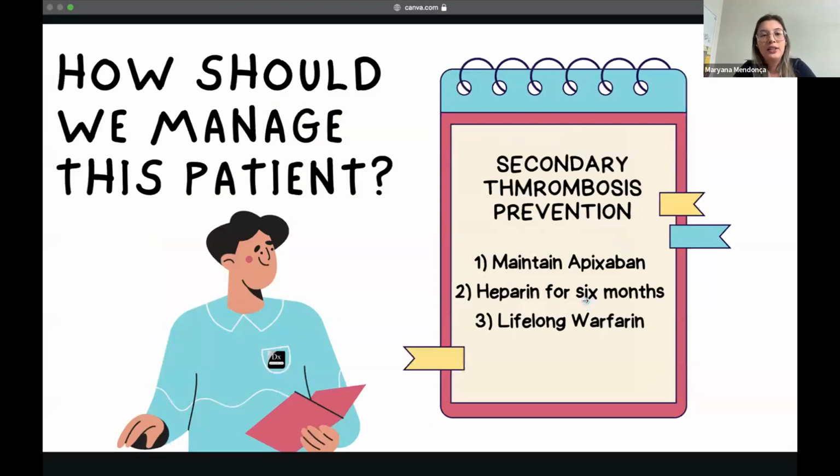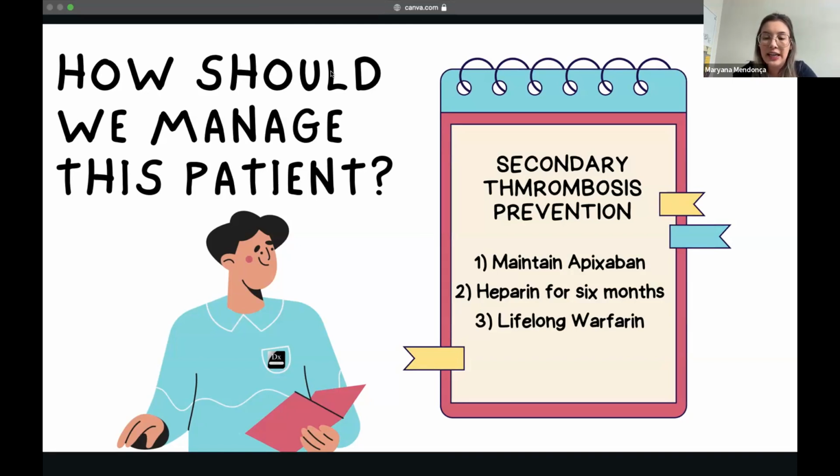So coming back to our patient, now we have a patient with lupus and antiphospholipid syndrome with two previous events of pulmonary embolism. So this patient needs secondary thrombosis prevention. And I would like to ask you again, what do you do for this patient? Would you maintain her on apixaban, or would you switch to heparin for 6 months, or would you start lifelong warfarin? Yeah, Hans has the right answer again. So we should maintain this patient on lifelong warfarin.